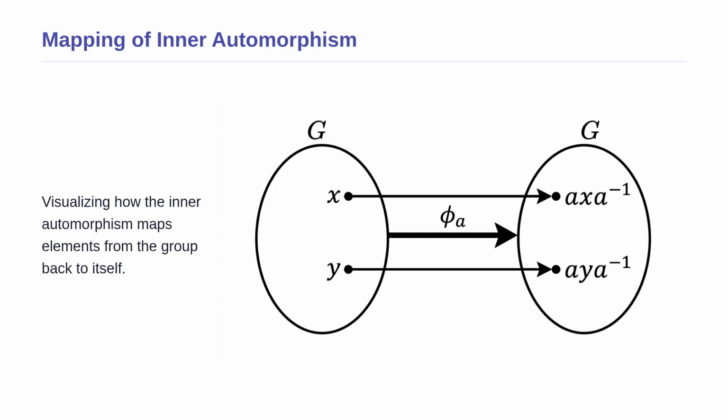Now that we have proven the structure is preserved, let us visualize this mapping. The diagram you see summarizes what we just proved mathematically. The function phi A takes every single element in the group G on the left, like x and y, and maps it to a new location in the same group G on the right, based on the wrapper element A. Because it is one-to-one and onto, no 2 arrows point to the same destination, and every destination is reached. The structure is perfectly preserved.